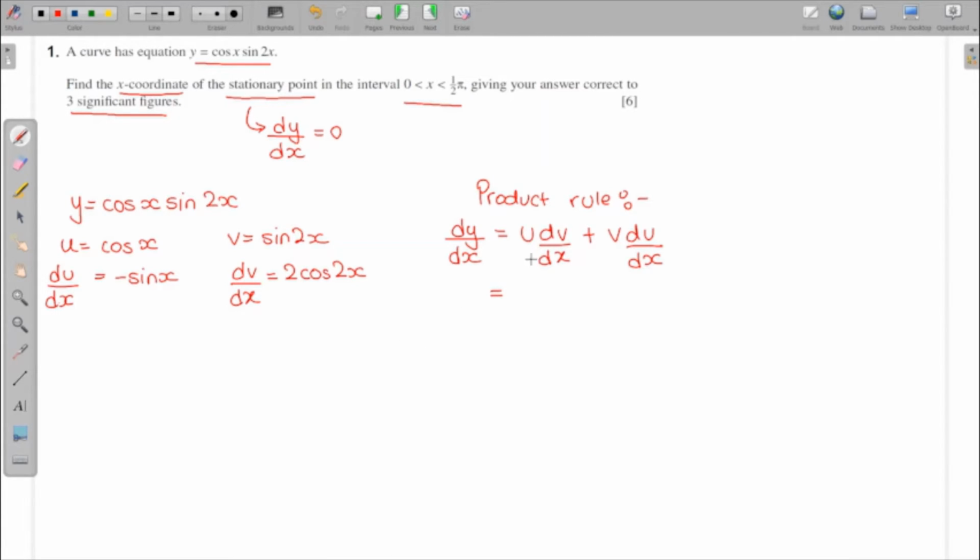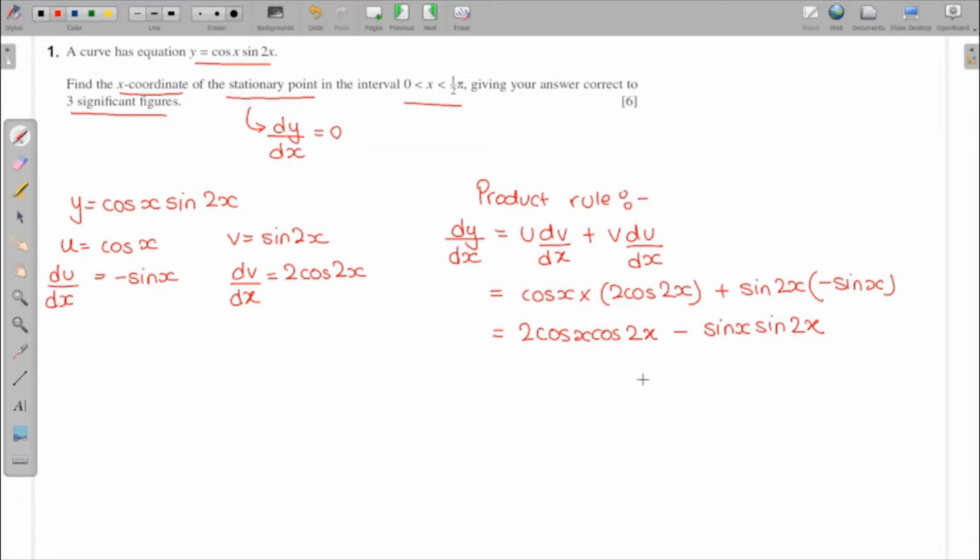So equal to u, which is cos x, into dv by dx, which is 2 cos 2x, plus v, which is given to be sine 2x, into du by dx, that is minus sine x. So now we can write it like this. So this will be 2 cos x cos 2x minus, this will become sine x sine 2x.